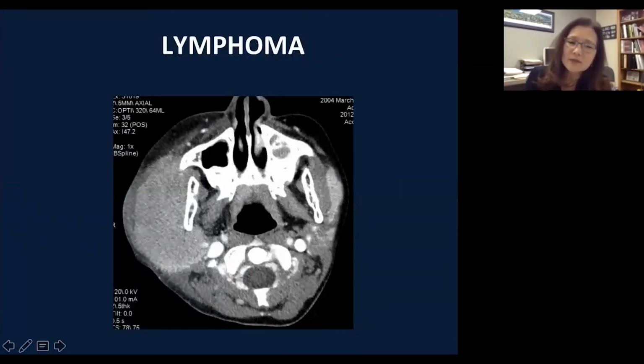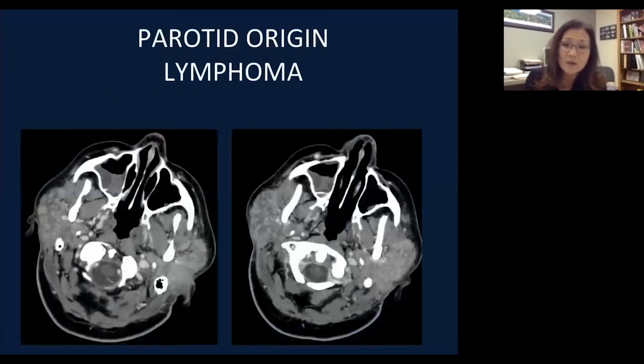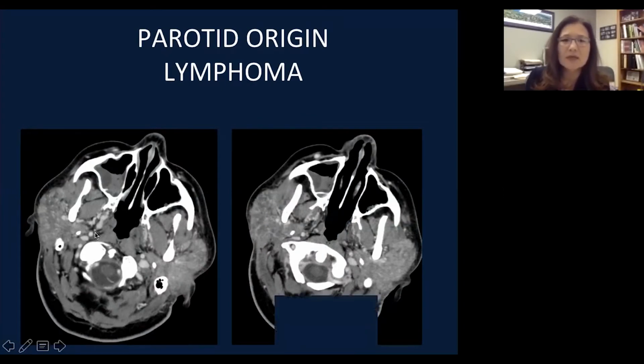Lymphoma tends to have quite diffuse findings. So this is a primary lymphoma that has a huge diffuse enlargement of the parotid gland, not having aggressive bone destruction despite the size of the tumor, which is also similar to what we see in lymphoma elsewhere. Lymphoma can be bilateral, although much more commonly unilateral, and this is a case of bilateral primary lymphoma.